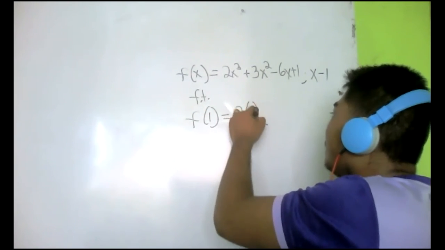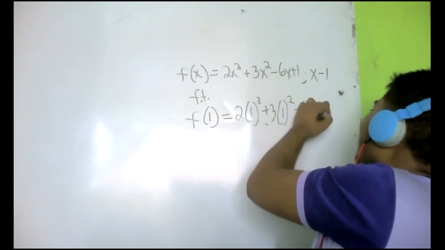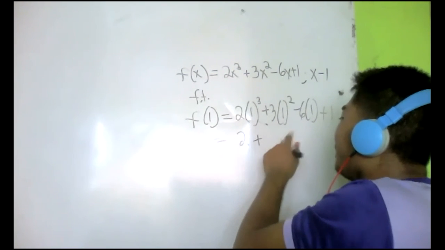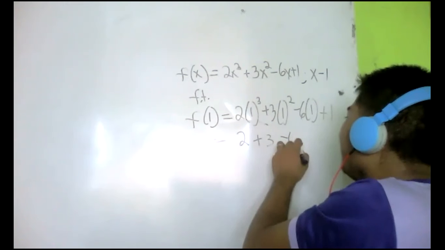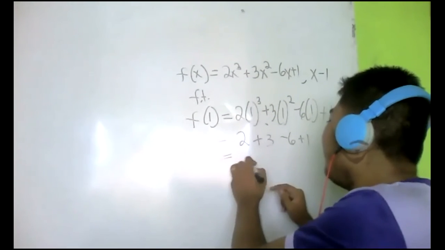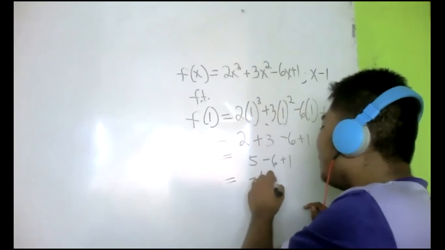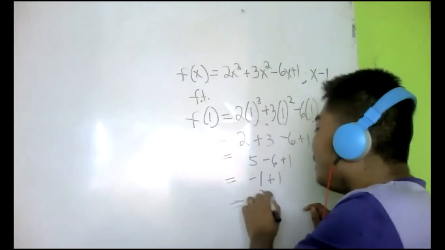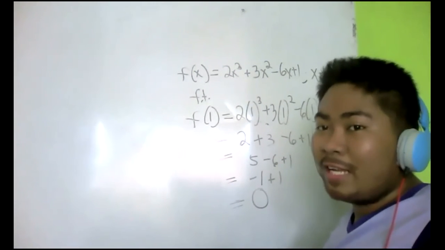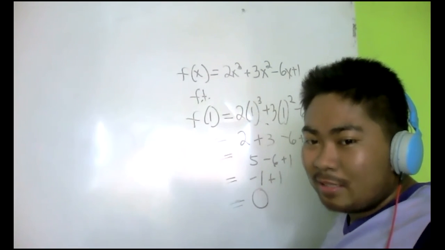So we have 2 times 1 cubed plus 3 times 1 squared minus 6 times 1 plus 1. So 1 times 1 times 1 is 1, that is 2, plus 1 times 1 is 1 times 3, that is 3, minus 6 plus 1. So 2 plus 3, that would be 5, minus 6 plus 1. So 5 minus 6 is negative 1 plus 1. So negative 1 plus 1 is 0. Factor siya. So that is a factor.